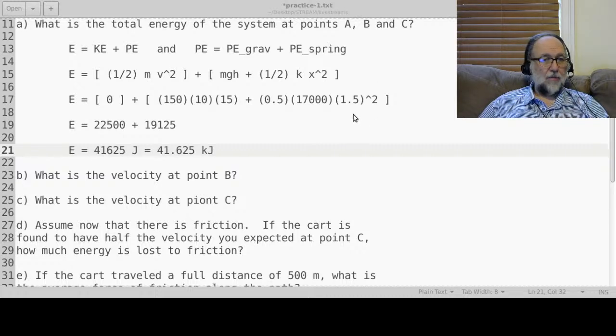Let me continue then with the next one. So the next one is, what's the velocity at point B? Now it gets a little bit more interesting, because you really have to think about, where did that energy go?